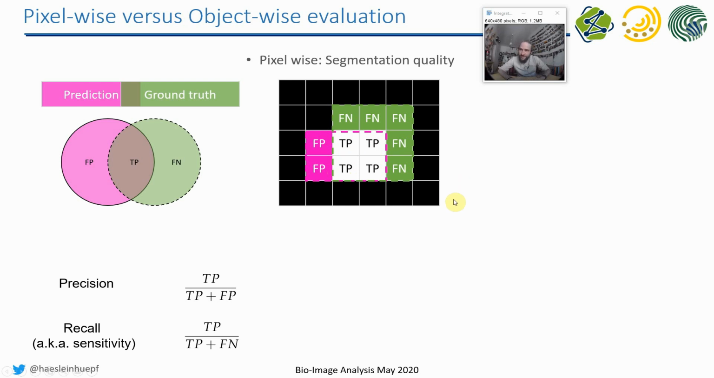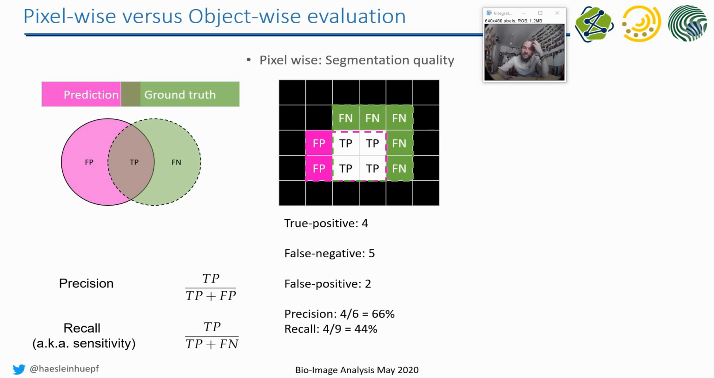So let's now count them. The number of true positives is obviously 4. The number of false negatives is 5. The number of false positives is 2. And from that we can calculate precision. So precision is the number of true positives divided by true positives plus false positives. So that's in this particular case 66%, and the recall is 44%.